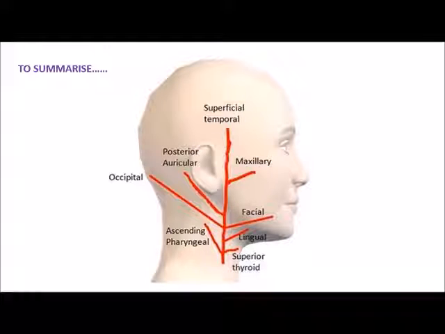To summarize, external carotid artery is a branch of common carotid artery. It has got 8 branches. Anteriorly, it has 3 branches. They are superior thyroid artery, lingual artery and facial artery. Medially, it has got only one branch, that is ascending pharyngeal artery. Posteriorly, it has 2 branches, occipital and posterior auricular arteries. It has got 2 terminal branches, that is superficial temporal and maxillary artery.